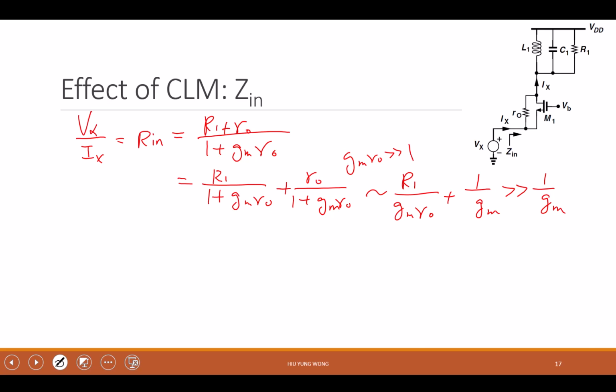So because of this, to match, it's no longer 1 over GM. We need to set RS equals to R1 plus R0 divided by 1 plus GM R0. So you need to solve this equation to get the GM that you want, and then you design your transistor. That's just to let you know you have this consideration. Any questions?